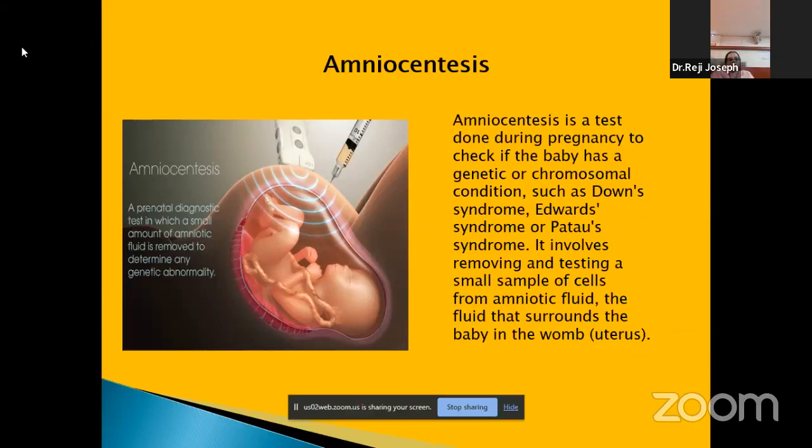During the 14th to 18th week of pregnancy, we take the amniotic fluid of the patient. It surrounds the womb, and we take out the fluid to find out the disorder conditions. Next slide, please.